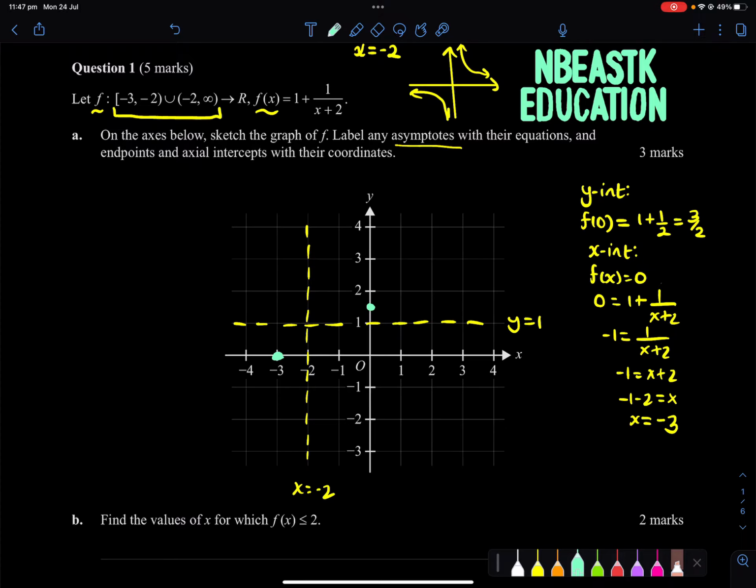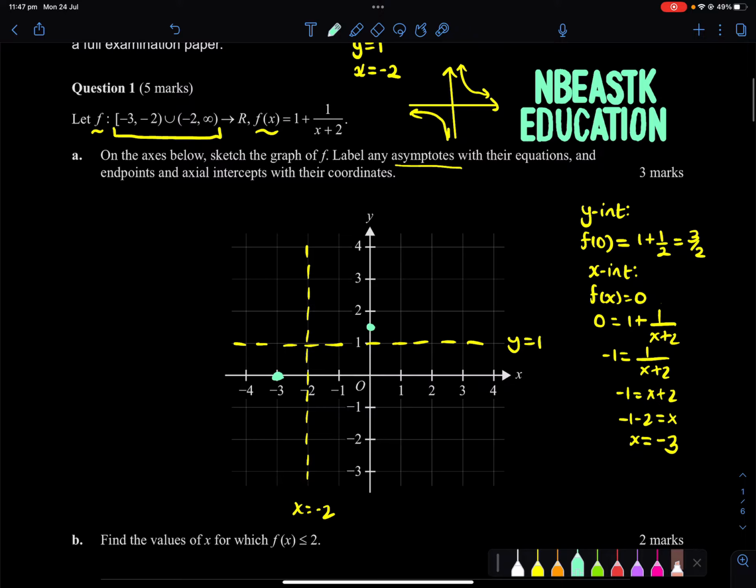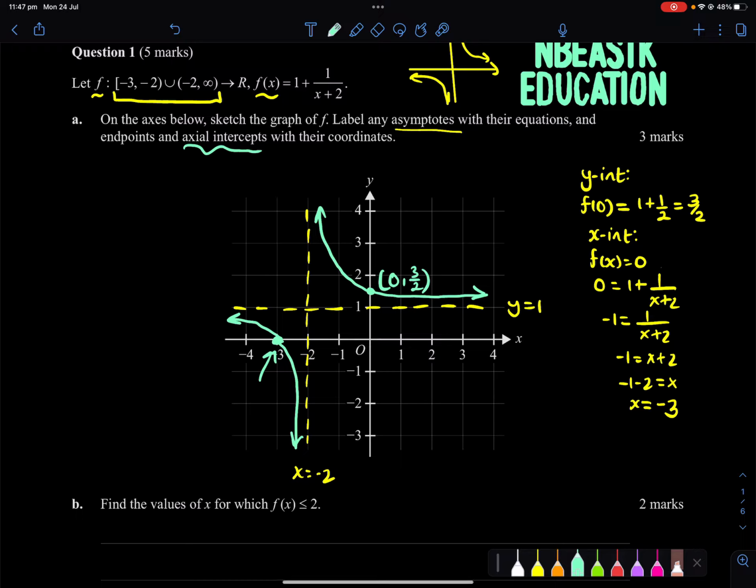Perfect. Now, because we know how the graph will look from this, we can just start to sketch it like this. It would go like this. It will approach all asymptotes, but never touch them. Something like this. Perfect. And let's label the axial intercepts here. This would be (0, 3 over 2). This one over here would be (negative 3, 0). Let me just draw this nicely. Perfect. I just put this over here.